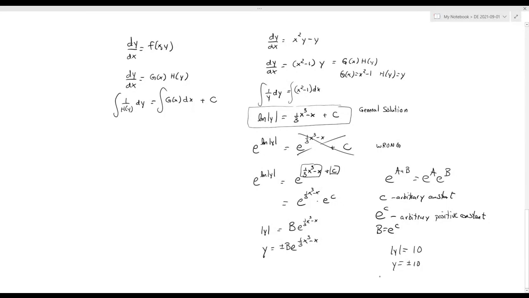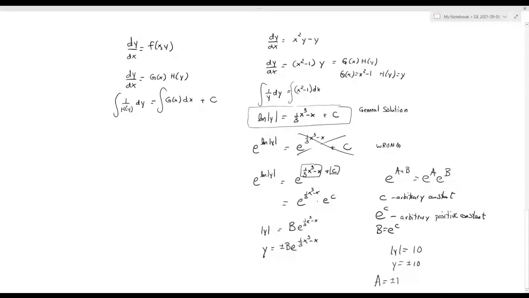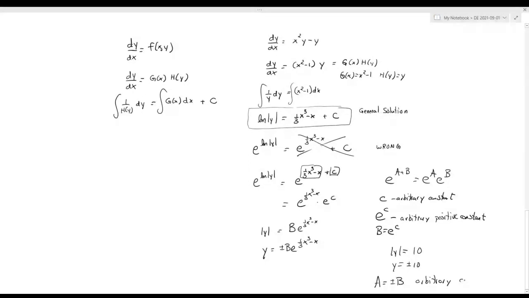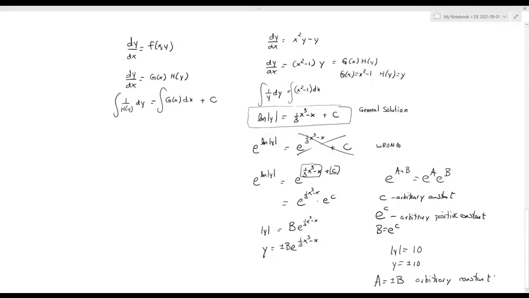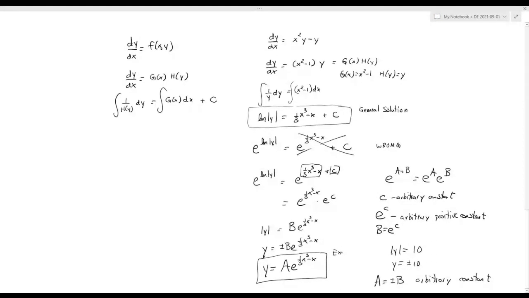Since b was an arbitrary positive constant, what can we say about plus or minus b? That's just an arbitrary non-zero constant. So this is a very long-winded way of saying that the absolute values didn't really matter. So let's just call that a. Here we have an explicit solution, a general solution. Explicit because y is given as a function of x explicitly.